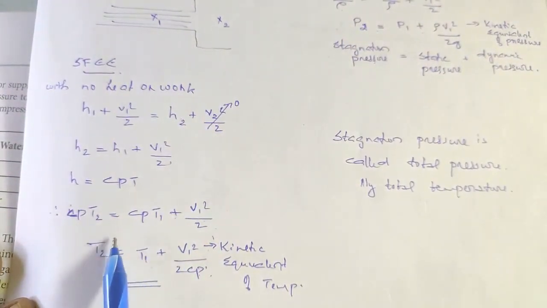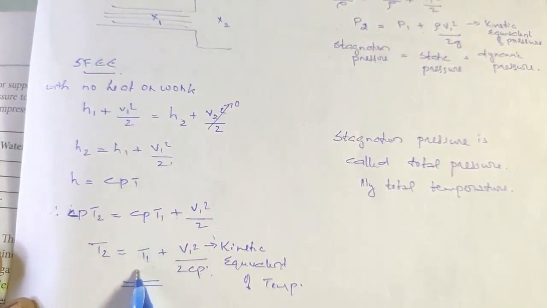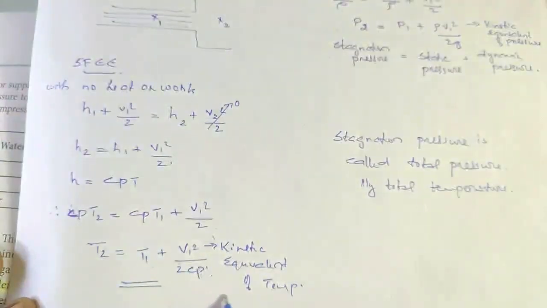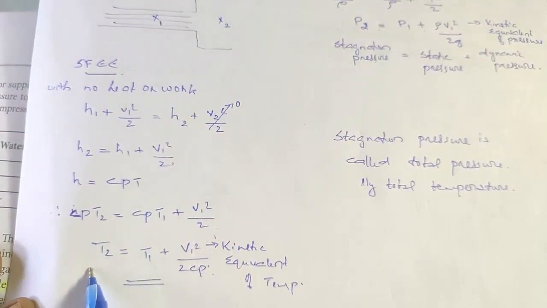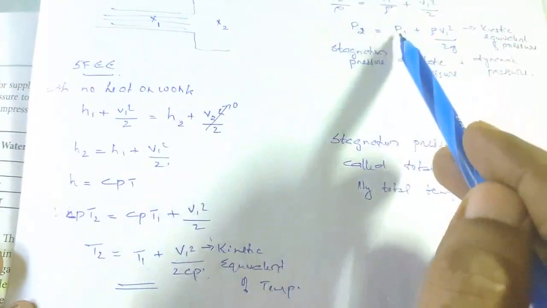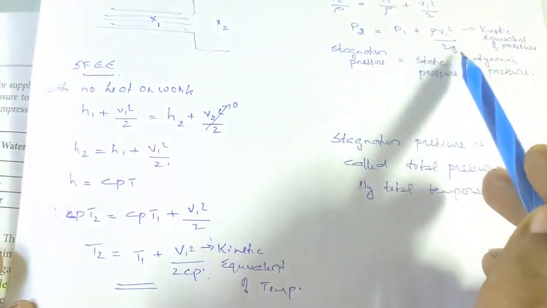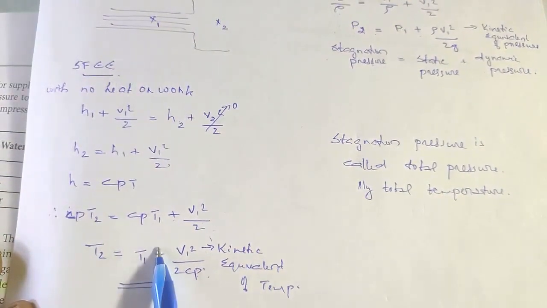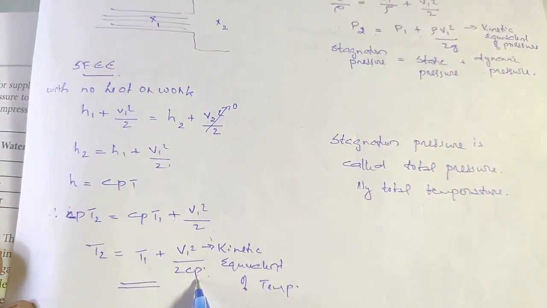So the stagnation temperature is equal to static temperature plus V1 square by 2Cp, which is the kinetic equivalent of temperature. This is the total pressure or stagnation pressure, which is equal to static pressure plus rho V1 square by 2g. This is the stagnation temperature, which is equal to static temperature plus V1 square by 2Cp.